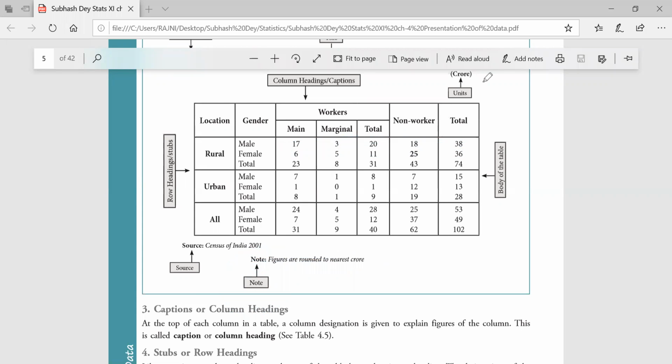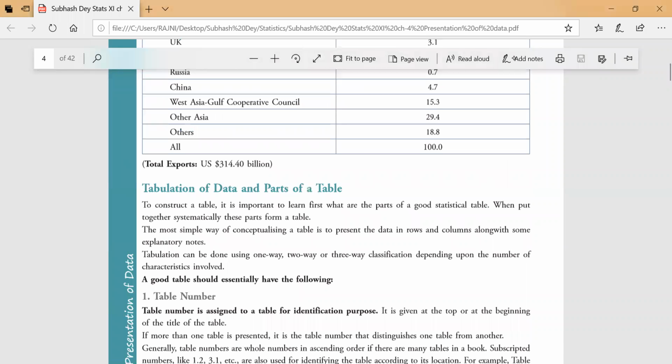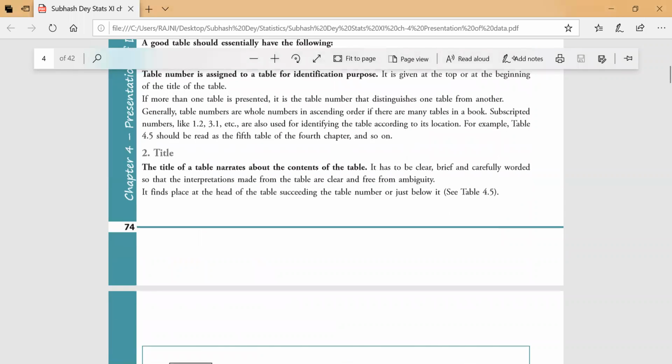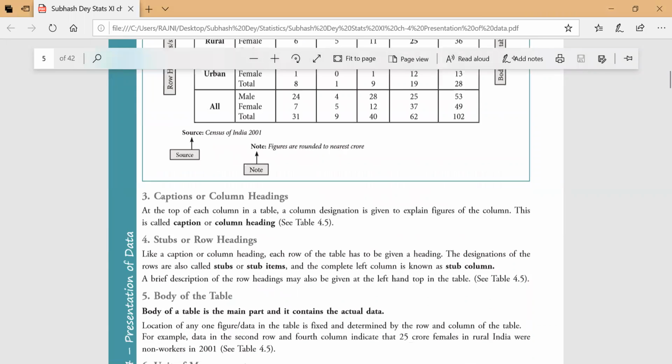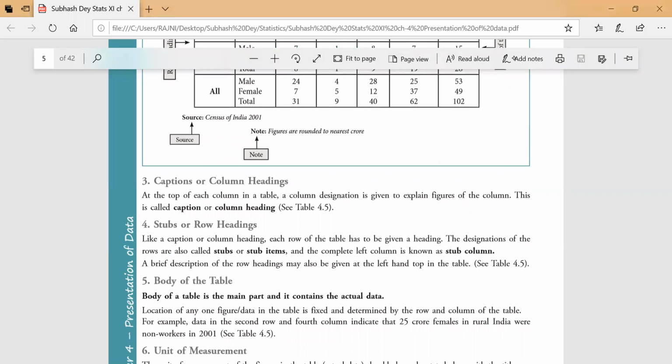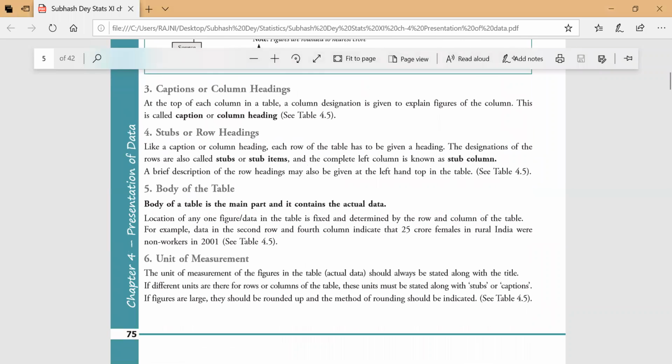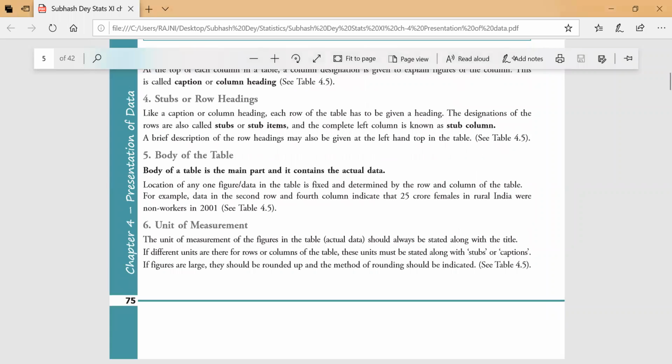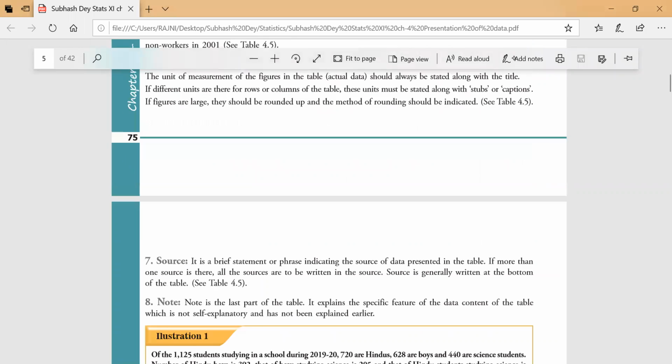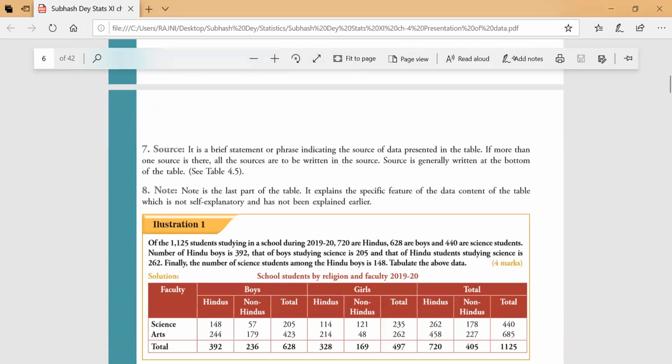So these were the contents of a table. Simply, there must be a proper table number, there must be the title of the table, there must be the proper caption or the headings of the column, there must be proper stubs or the row heading, the body of the table, unit of measurement, and sources of the data, as well as the last one, the note of the table.